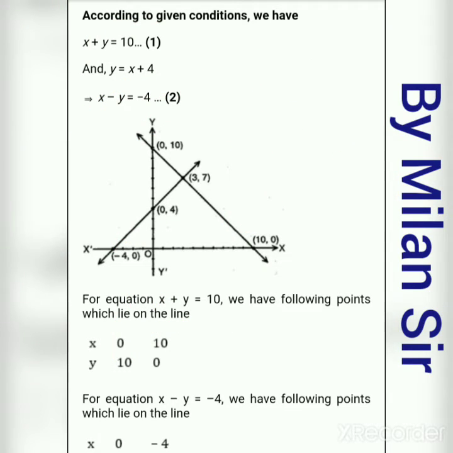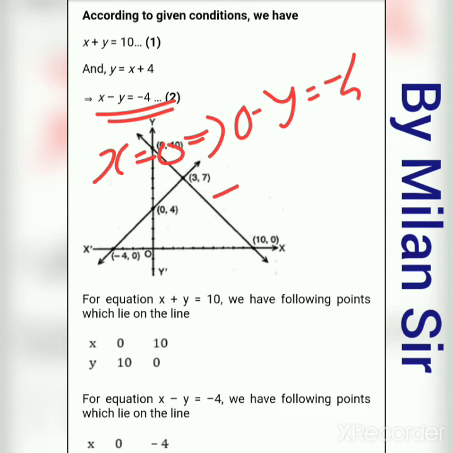Then the second line is x minus y is equal to minus 4. Now put x equals 0. Then 0 minus y is equal to minus 4. So minus y is equal to minus 4. Now transfer y to the right hand side and transfer 4 to the left hand side. So both become positive. y is equal to 4. Right? So the first point is done.